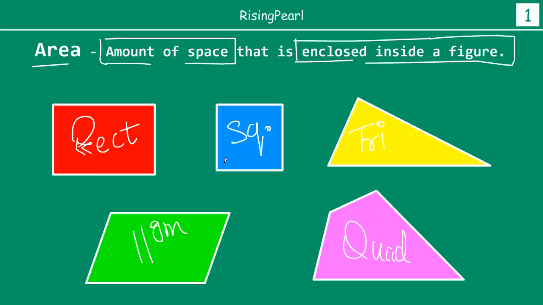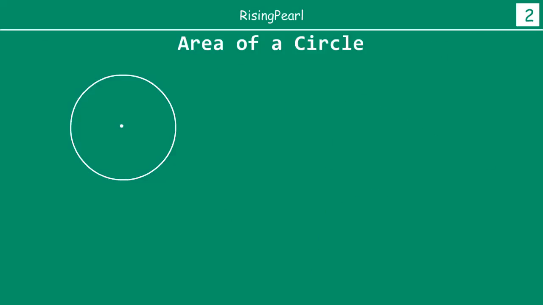So as you can see here, red, blue, yellow, green and pink, I just used some colors to give you an example that when we talk about area, we are really talking about the amount of space which is enclosed inside any given figure, right? So now, how does all of this relate to area of a circle?